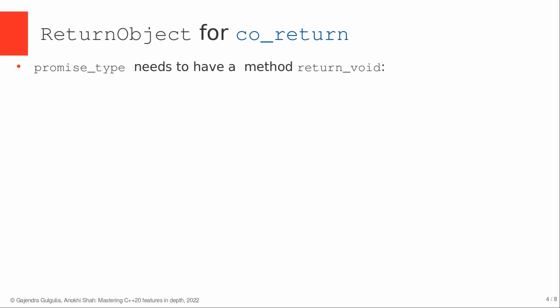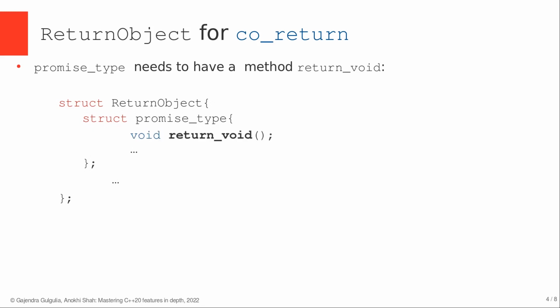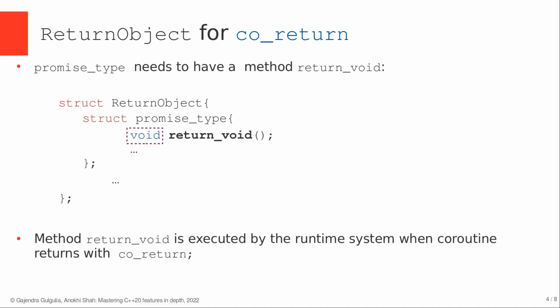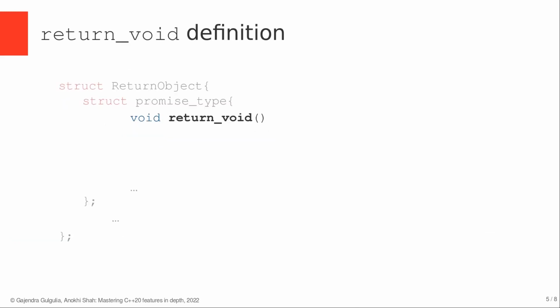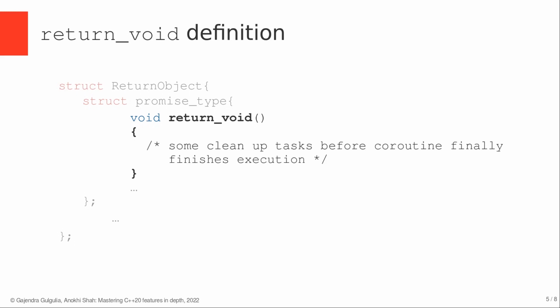Like we saw in the previous lecture with the co_yield keyword, here also we need to modify the promise object to make co_return work correctly. The promise type must provide a method return_void in its public interface, and as shown in the slide, this method returns void. The method return_void is executed automatically by the runtime system when an empty co_return statement is encountered in the coroutine. In the definition of return_void, one doesn't need to do much except for providing some cleanup tasks, like freeing up resources held by the promise type or the coroutine handle before the coroutine finishes execution.